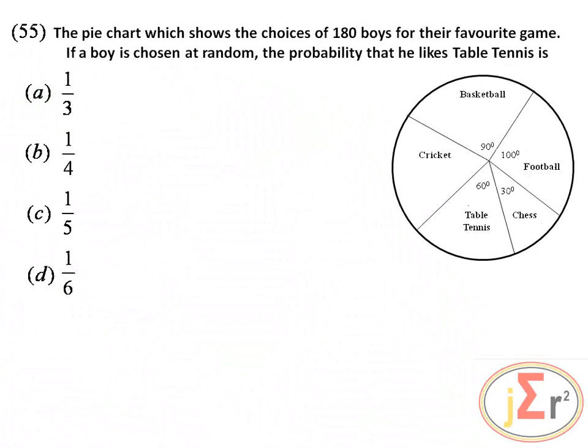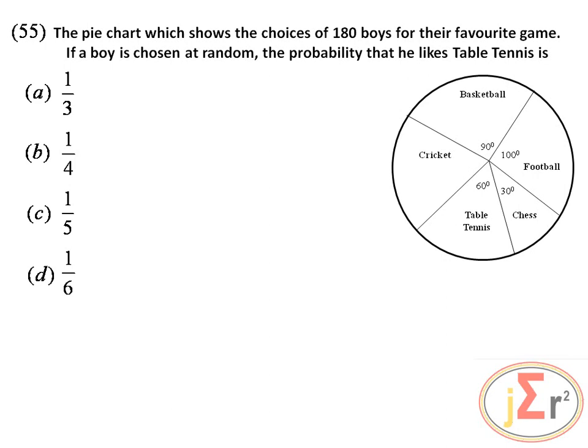The pie chart, which shows the choices of 180 boys for their favorite game, if a boy is chosen at random, the probability that he likes table tennis is? What is the probability that he likes table tennis? The pie chart shows the choice of what? 180 boys, and it shows the choice of their favorite game. And what do we say? The probability that the boy likes tennis.